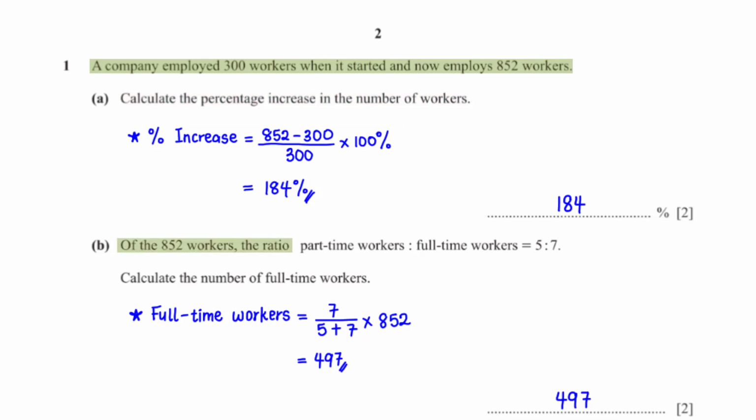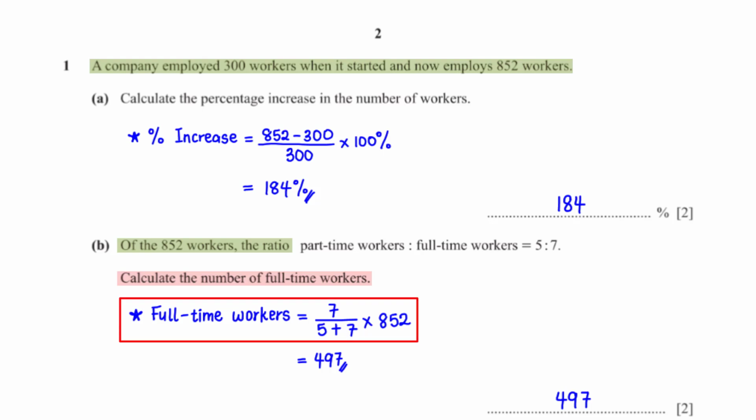Of the 852 workers, the ratio of part-time workers to full-time workers equals 5:7. Calculate the number of full-time workers. The number of full-time workers is equal to the ratio share for full-time workers, which is 7, divided by the total ratio of 5 plus 7, which is 12, times 852. This gives us 497.